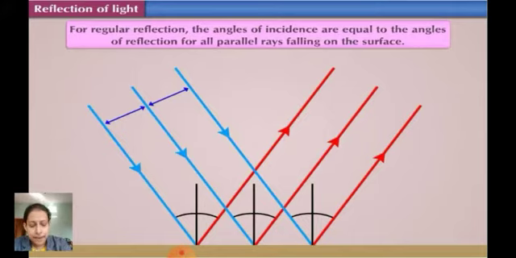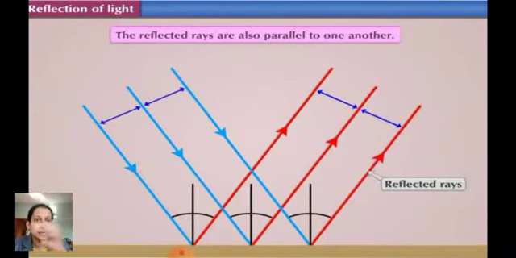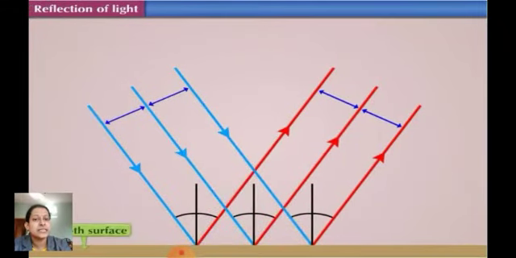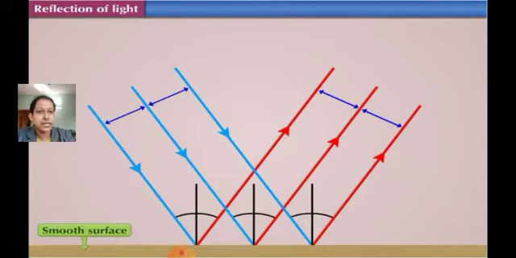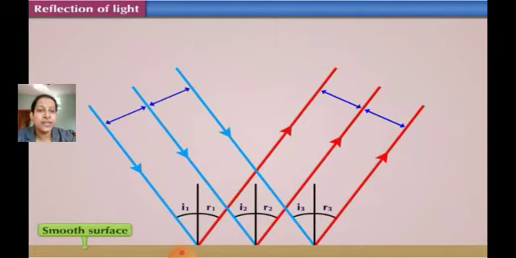Thus, what we can say from here is that for a smooth surface, at the normal, whatever angle of incidence you see is the same as the angle of reflection. Now suppose the angles of incidence for each parallel ray are I1, I2, I3 and so on, then the angles of reflection will be R1, R2 and R3 and so on respectively.